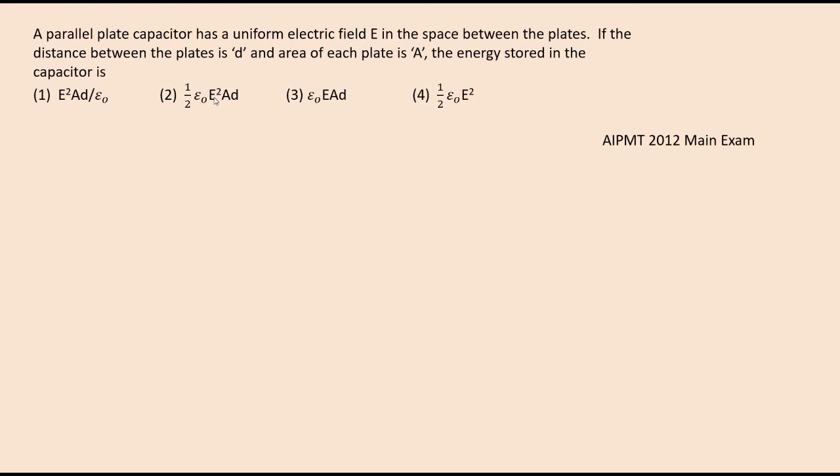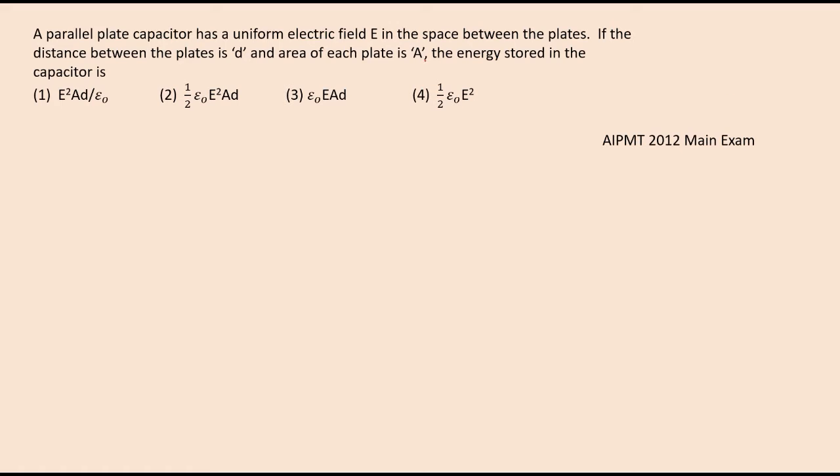Option 2: half epsilon naught E square AD. Option 3: epsilon naught EAD. Option 4: half epsilon naught E square. This problem appeared in AIPMT 2012 main exam. Now we will go to the solution.